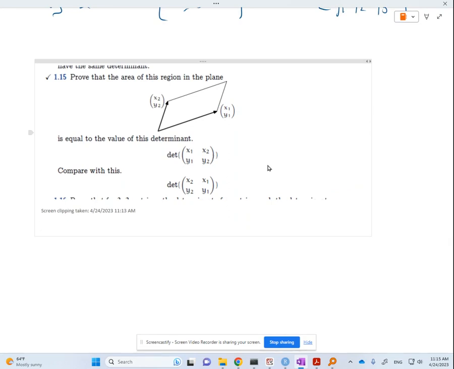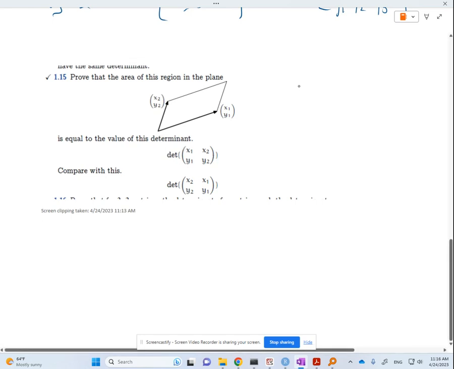Prove that the area of this region in the plane is equal to the value of this determinant. Okay, so you have two vectors, x1, y1, x2, y2. You have this determinant. It turns out that this determinant is equal to the area of this parallelogram. Now, most people, and I think the answer key as well, put this parallelogram inside a rectangle and did some stuff with areas. And that's just completely unmotivated. That's really not telling you why this determinant has this special relationship with this area. And furthermore, it's not generalizable to higher dimensions. You want something that gives an intrinsic relationship between the idea of determinant and the idea of this area.